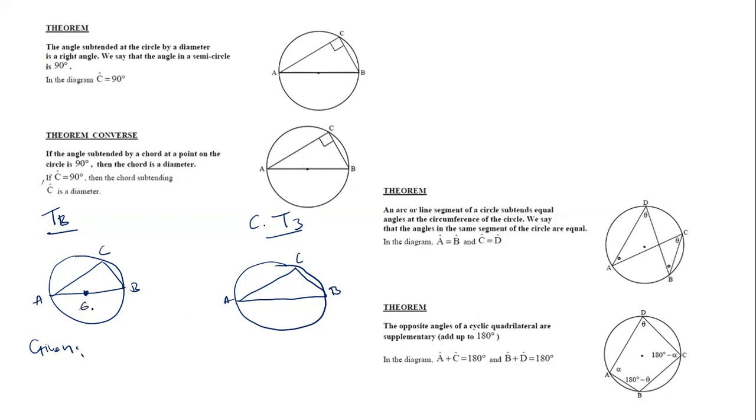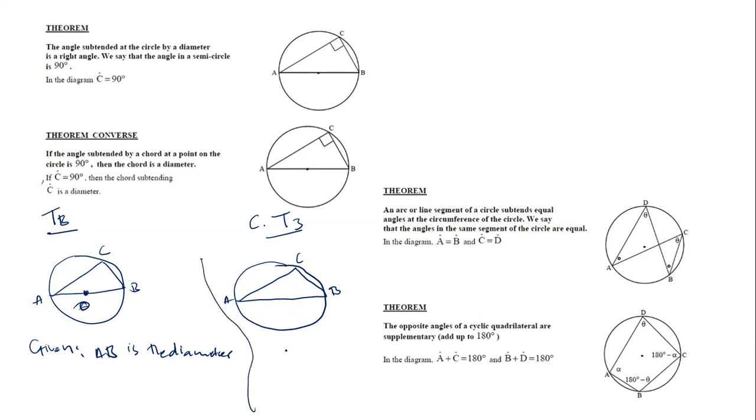Now here, the theorem states that you are given that O is the center. If O is the center, that means AB is the diameter. Or you are given that AB is the diameter. You can even be told that AB is a diameter, or you can be given the center. If you're given the center, we can tell that this is the diameter. You don't even have to be told that AB is a diameter. So we are given that AB is the diameter.